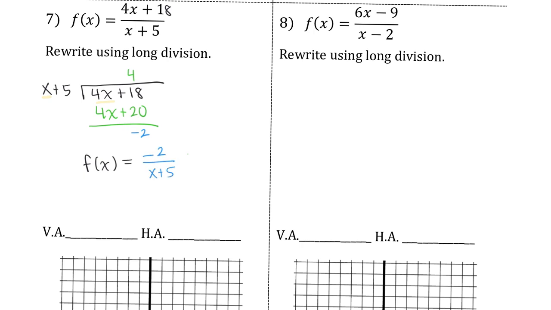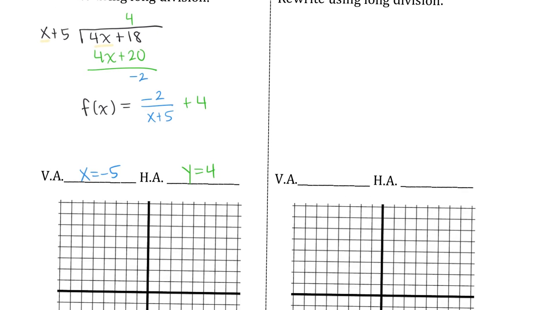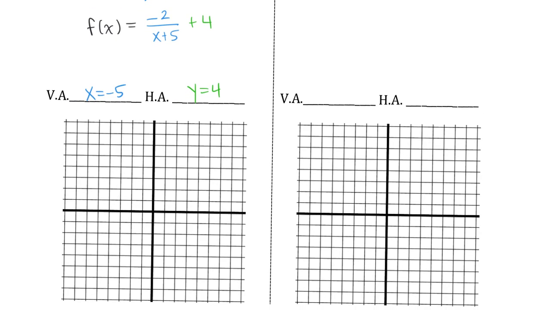And then when we divided, we got 4, which means our vertical asymptote is x equals -5. And then our horizontal asymptote is y equals 4. And now let's go ahead and graph it. Okay, so x equals -5. 1, 2, 3, 4, 5. Y equals 4. 1, 2, 3, 4.